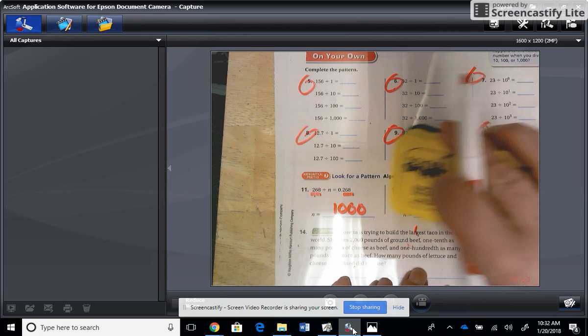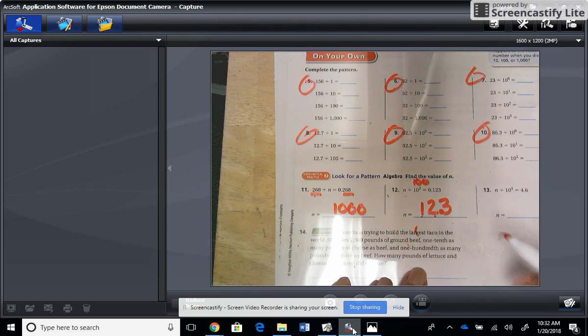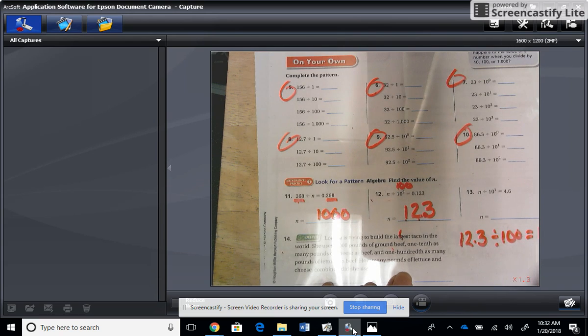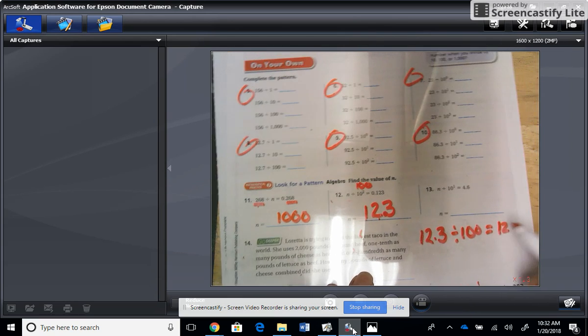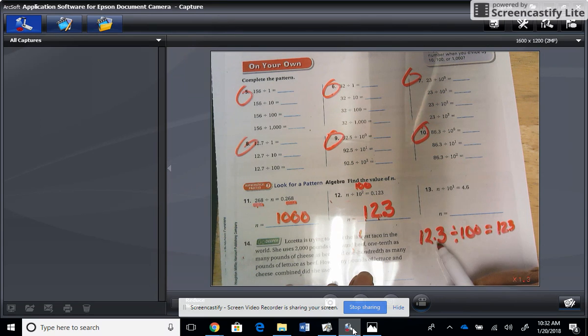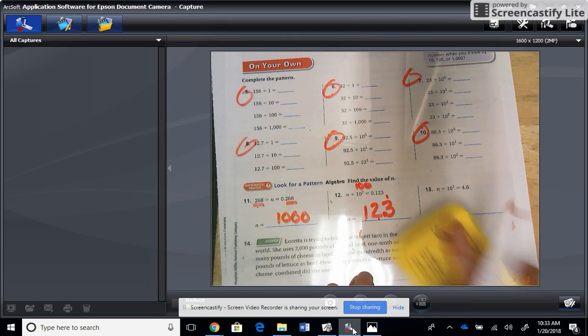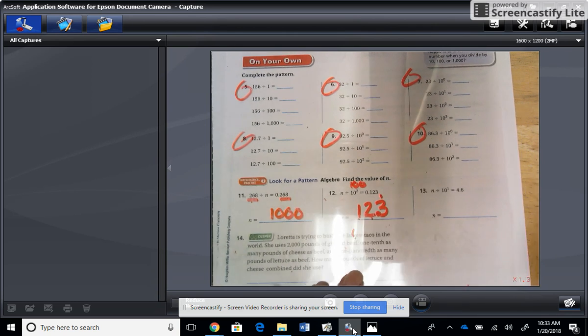So, I like to check to see if my answer is correct. So I'm going to do 12 3/10 divided by 100 equals. So I know I'm using the same numbers. And I say to myself, if I'm going to multiply or divide it by 100, I have to move it 2 places forward. Does this match this? Yes. So that means I'm okay. It's a good way to check your work.